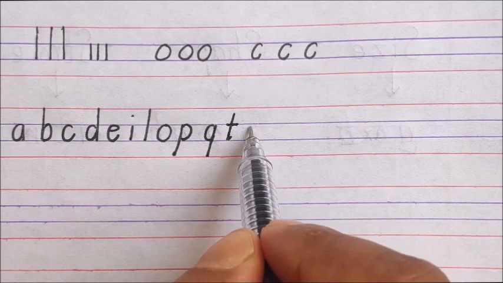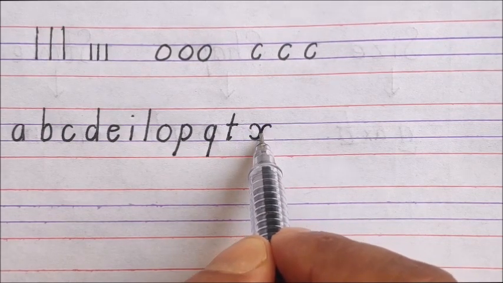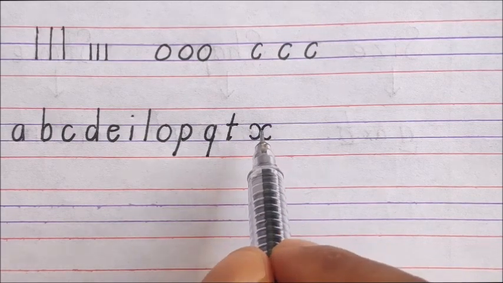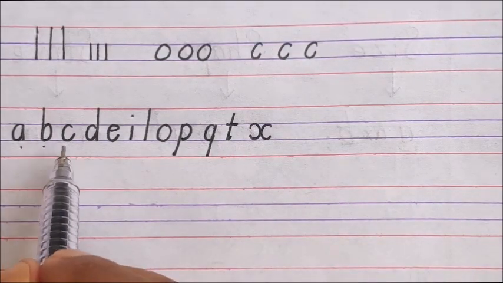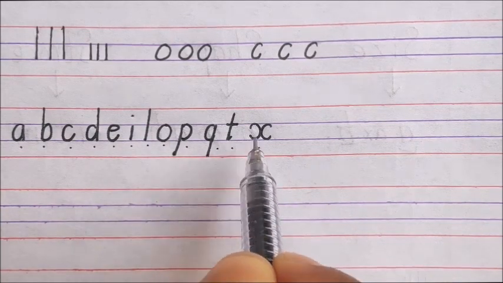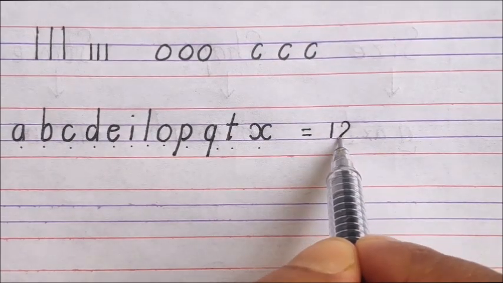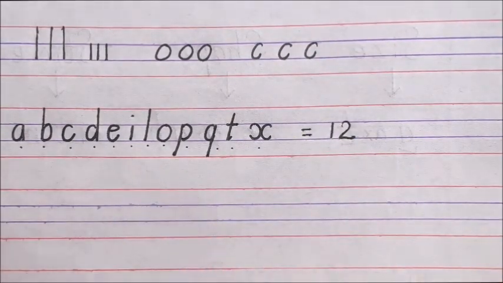And X, open oval. One is clockwise and another is anti-clockwise. Now 1 2 3 4 5 6 7 8 9 10 11 12. You see, you can write 12 English alphabets using straight lines and oval.